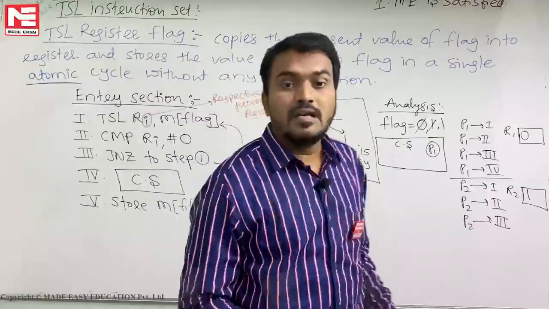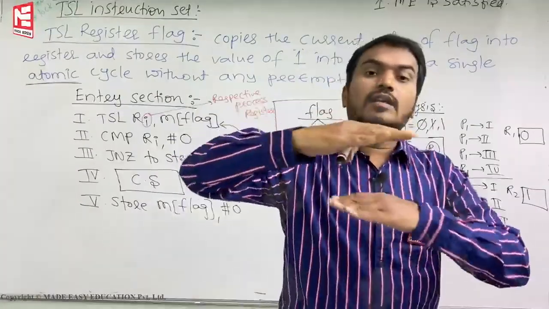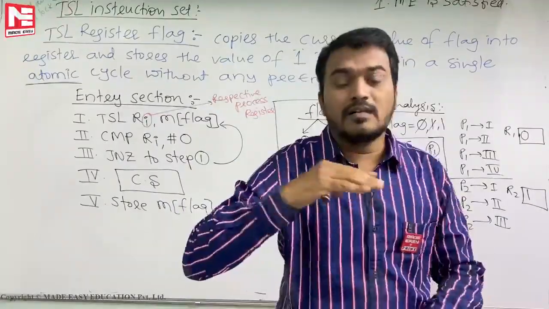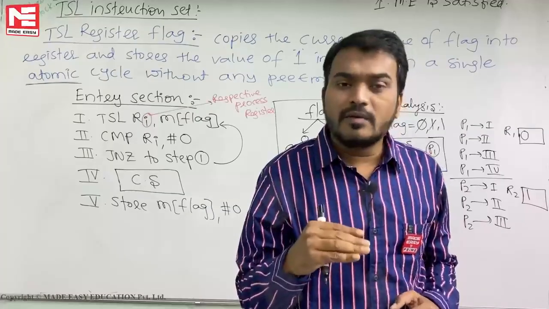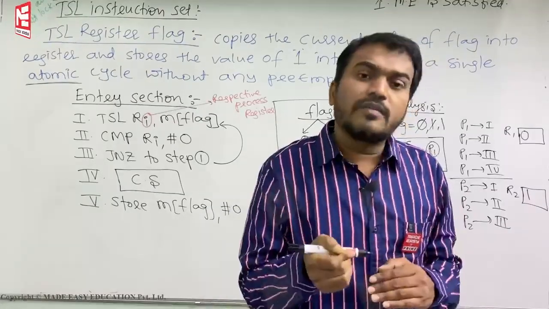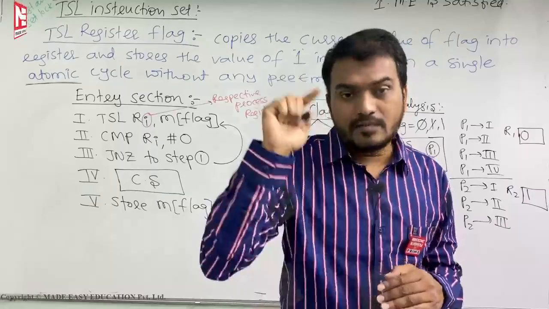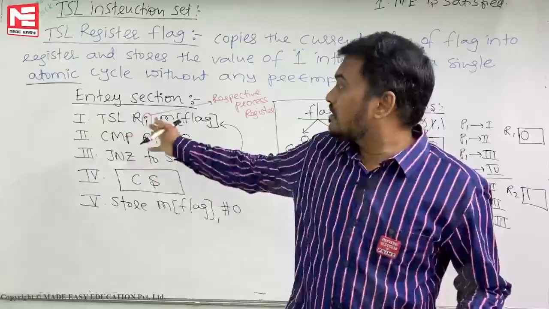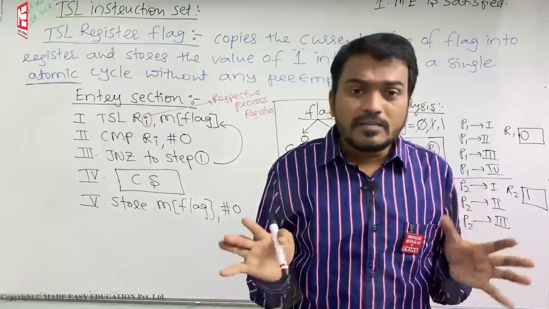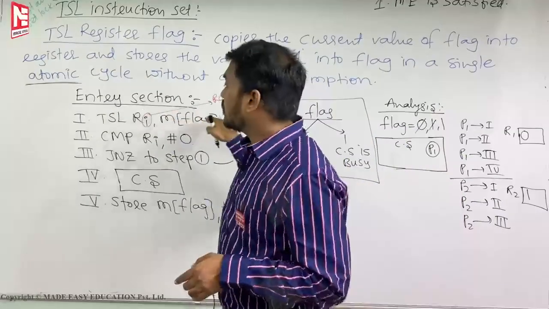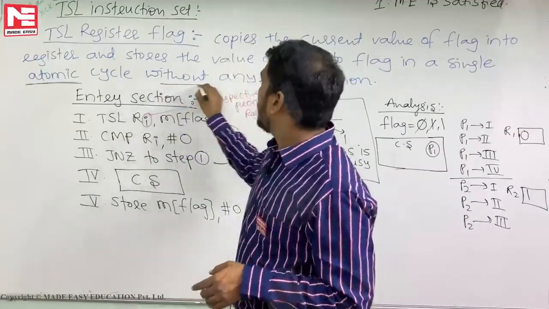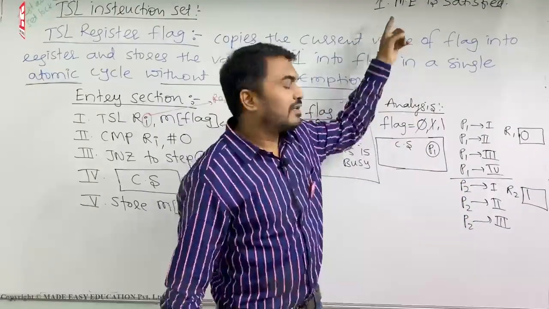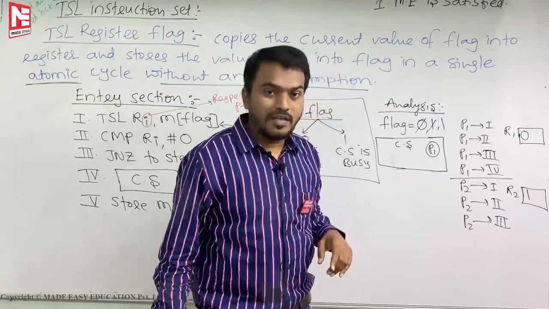In lock variables, loading and storing happen in different instructions. That is why I took the preemption there before storing the value, and so I violated mutual exclusion. But remember, in TSL you cannot take preemption like that, because loading and storing both happen in a single instruction without any preemption. That is the reason mutual exclusion is satisfied here. Point clear? Next.